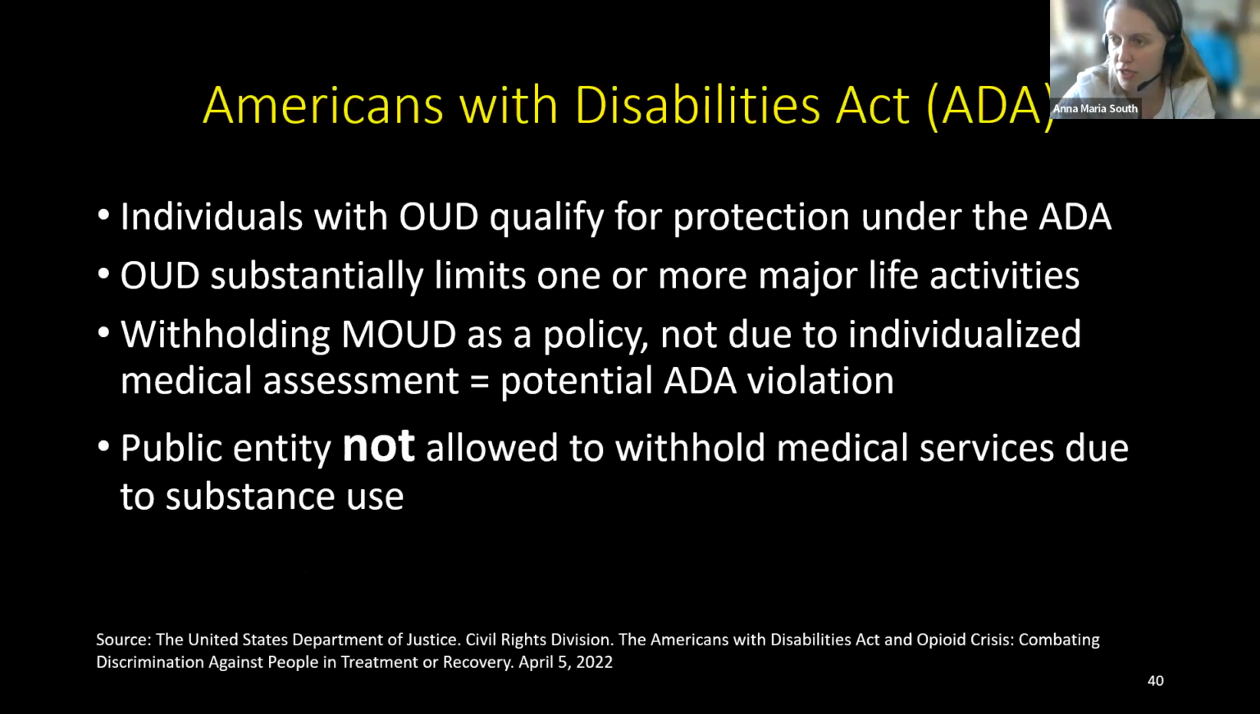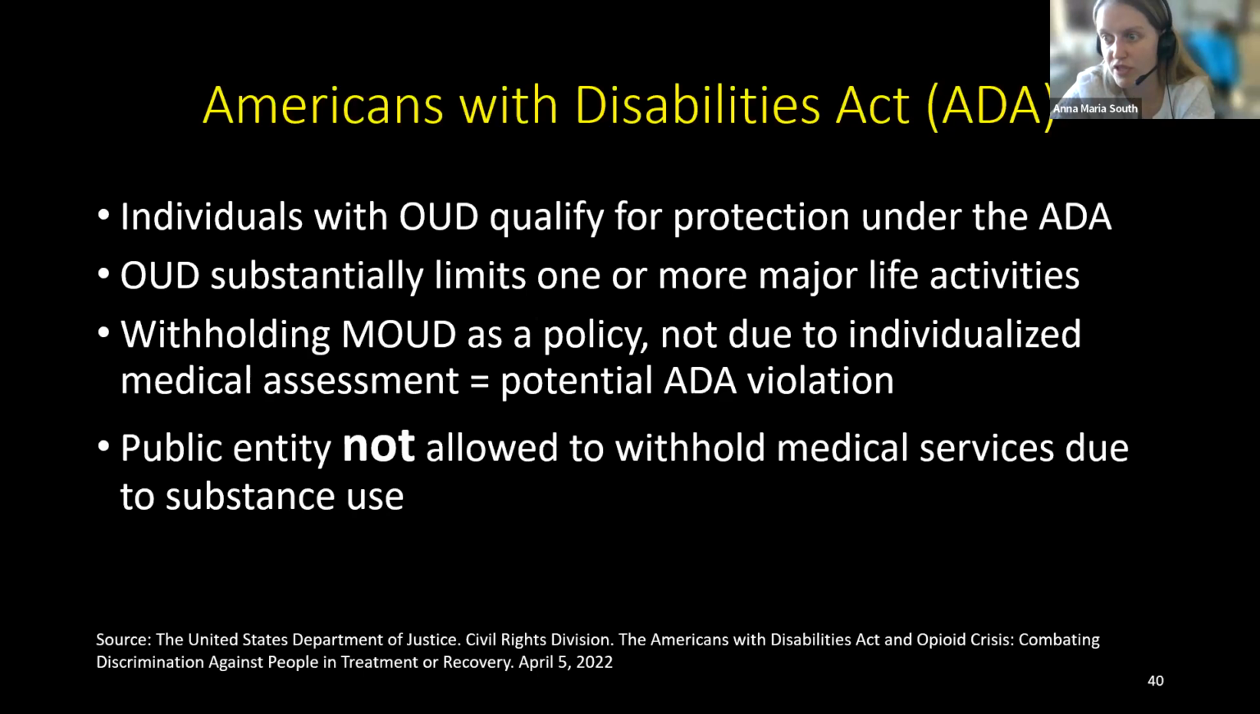People with opioid use disorder are actually considered as having a disability under the Americans with Disabilities Act. So it is illegal to discriminate against people based on their substance use. And it's actually illegal to require patients as a blanket policy to stop their medication for opioid use disorder. That means a public entity, for example, a jail or prison, is not allowed to withhold medication for opioid use disorder based on a blanket policy.